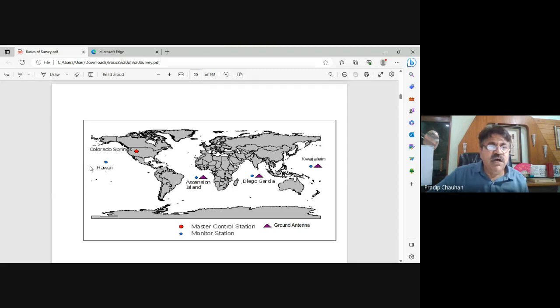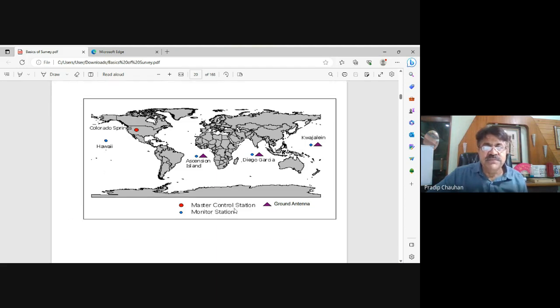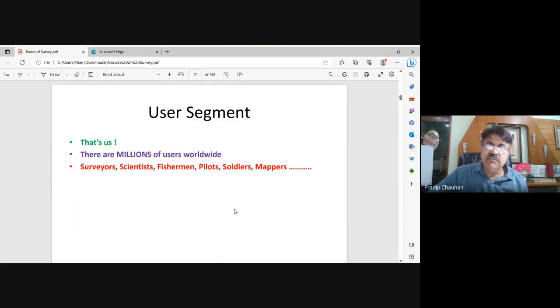So you can see this is Hawaii, then this is Colorado Springs, then this is Ascension Island, then there's Diego Garcia, and there's Kwajalein. So it has been well spread in the sea, 1, 2, 3, 4, and 5, almost at an equal distance nearby. All the red color is the master control at Colorado, and the others are the ground antenna and monitoring system, blue dots. The user segment, that is us.